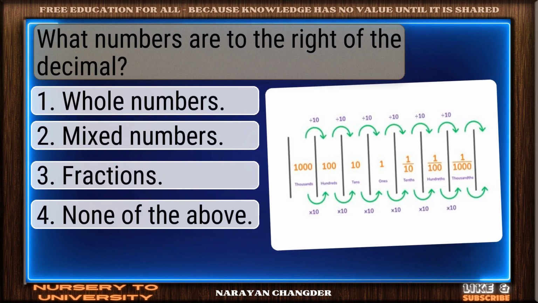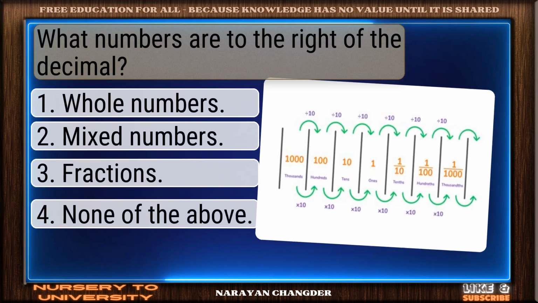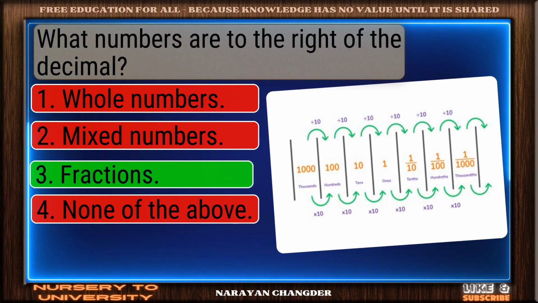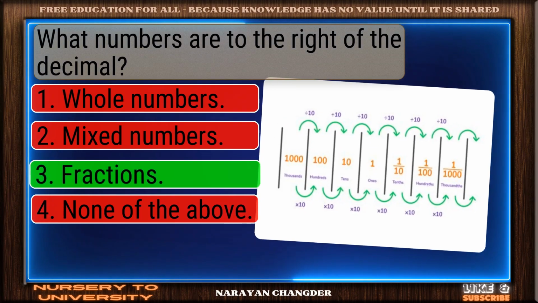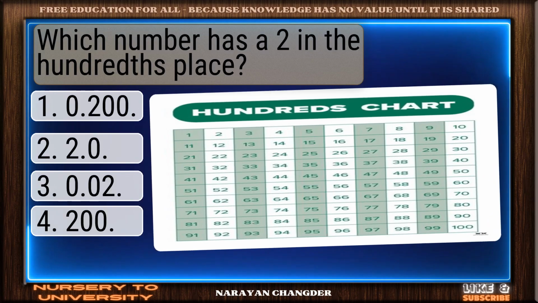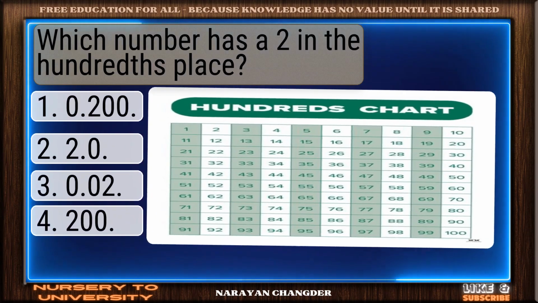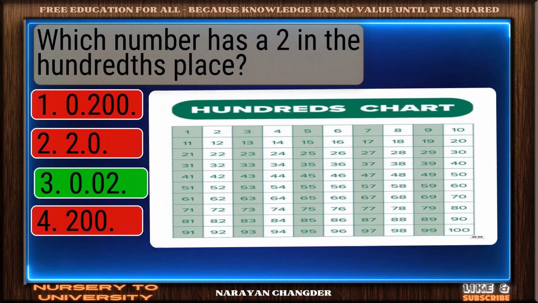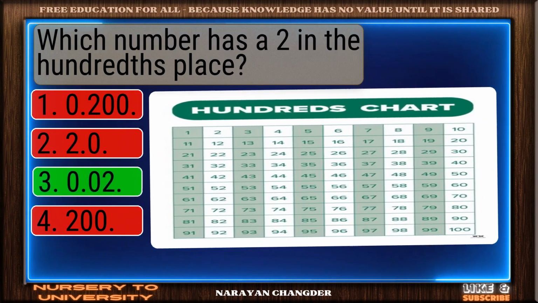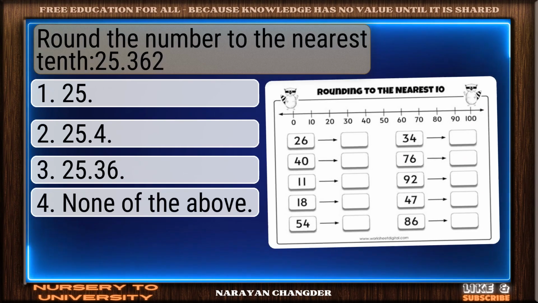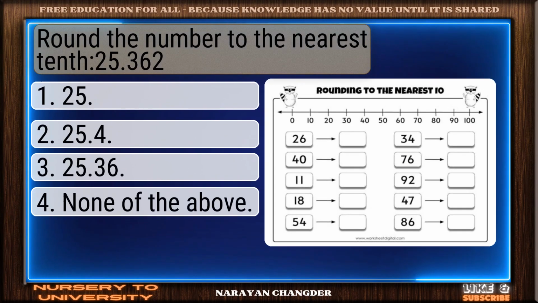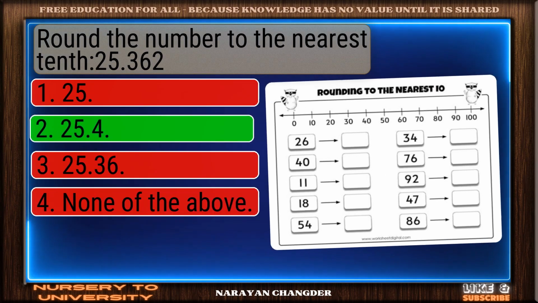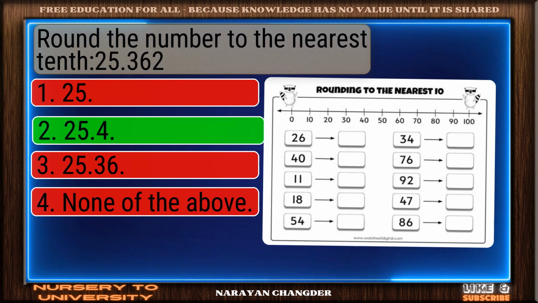What numbers are to the right of the decimal? Great thinking. Fractions is the right choice. Which number has a 2 in the hundredths place? Well reasoned. 0.02 is the correct choice. Round the number to the nearest tenth, 25.362. Strong choice, 25/4 is the right answer.